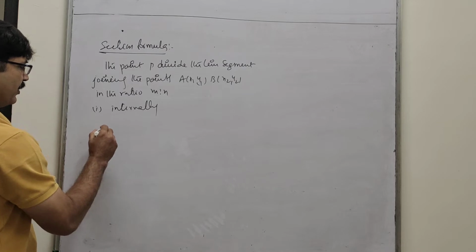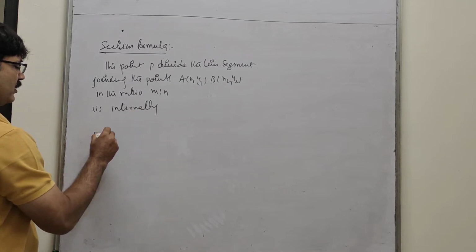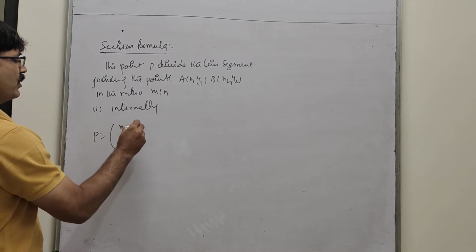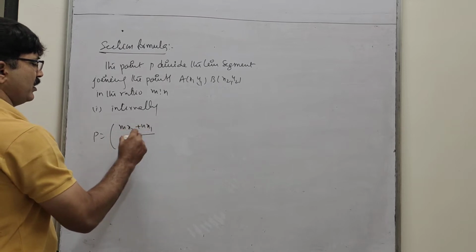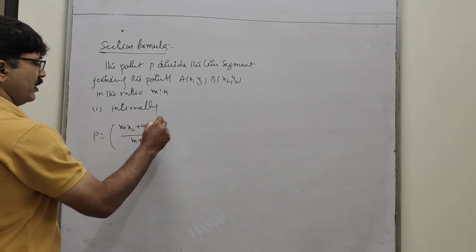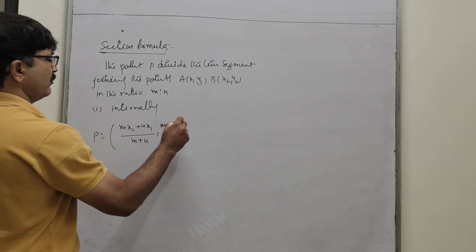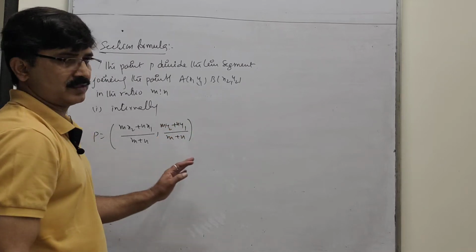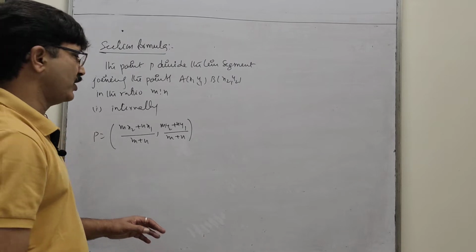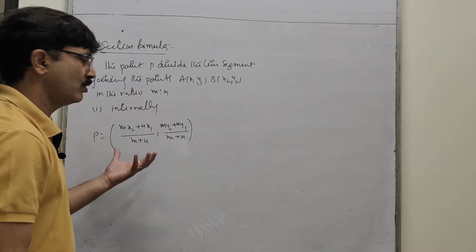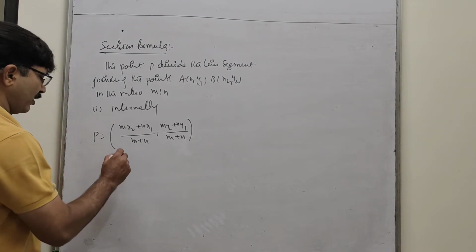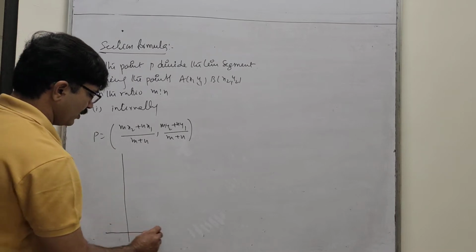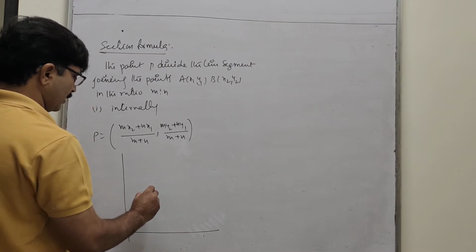Internally means we'll get mx2 plus nx1 by m plus n, and my2 plus ny1 by m plus n. Now you are going to raise the question here, how did we get this? In what way? Don't worry, I'll give the proof.